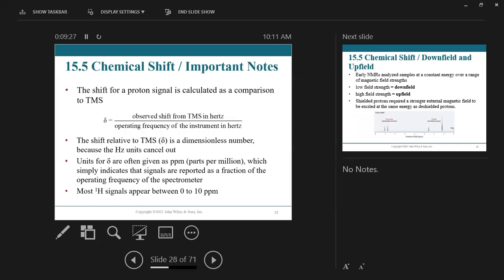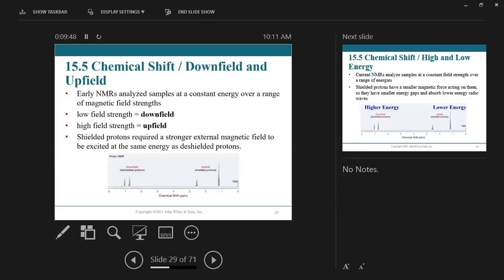Most proton signals appear between 0 and 10 ppm. That's probably the highlight of this slide. And it says units for delta are often given as ppm or parts per million, which simply indicates that the signals are reported as a fraction of the operating frequency of the spectrometer. So here's your TMS signal, and all the other signals are based relative to your TMS signal. So this is downfield, and this is upfield.